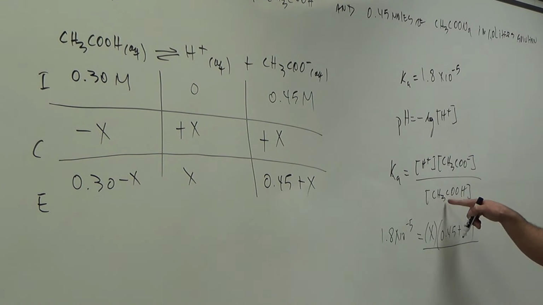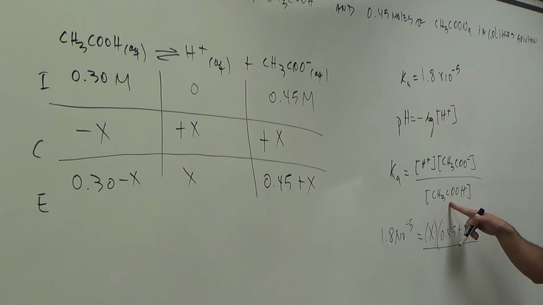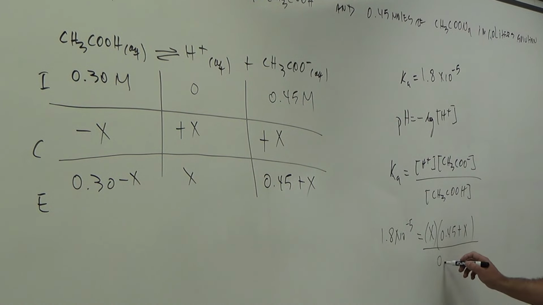So divided by the concentration of 0.30 minus x. Okay, very good. Now, if you knew any math, you would say that this cancels with this, yes? No. Some of you mathematical geniuses will cross this out on the test. If you do, I'm going to get a picture and show it to everybody, okay?